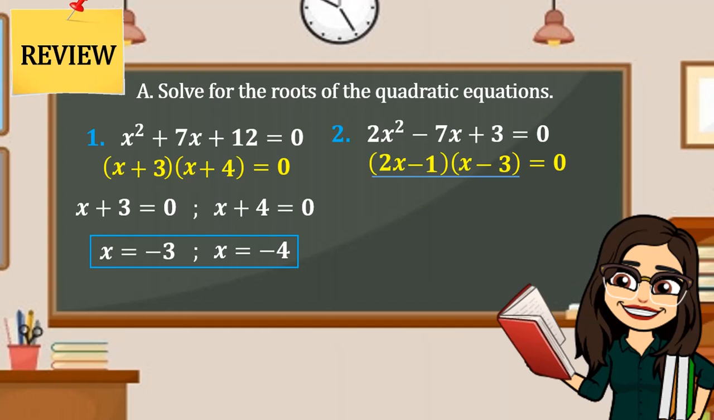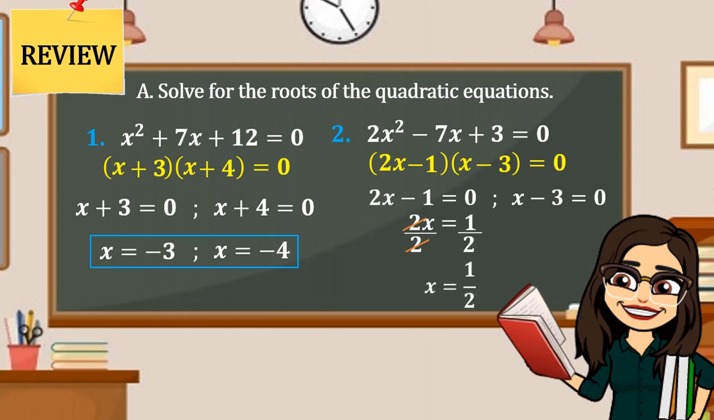Next, equate each factor to 0, and then solve for the values of x. For 2x minus 1 equals 0, transpose negative 1. And this is now 2x equals 1. Then divide both sides by 2. For the left side, cancel 2 on the numerator and denominator. The answer now is x equals 1/2.